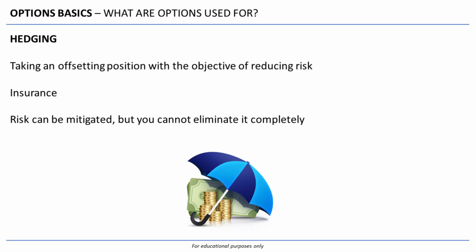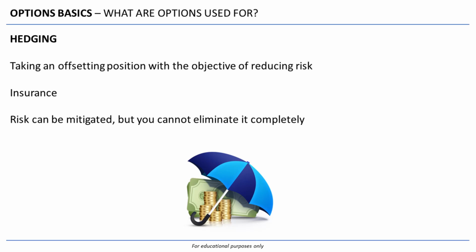Hedging. As we discussed in a previous video, fundamentally options exist to transfer risk, so it's logical that one of its main uses is as a hedge. Hedging means taking an offsetting position with the objective of reducing risk. This has nothing to do with hedge funds. I mean hedge in its simplest form, as insurance.